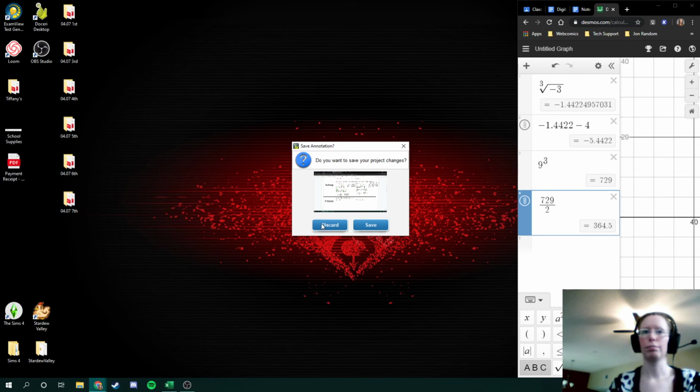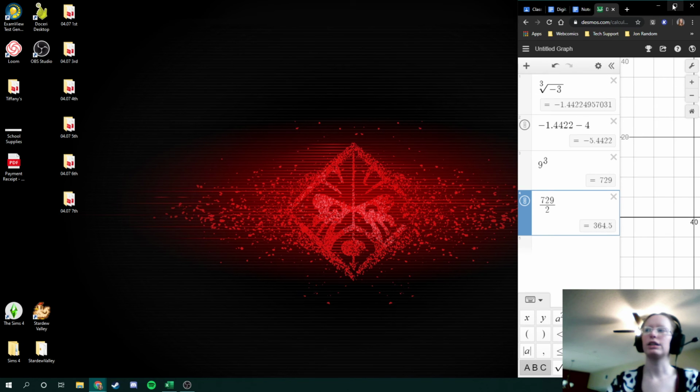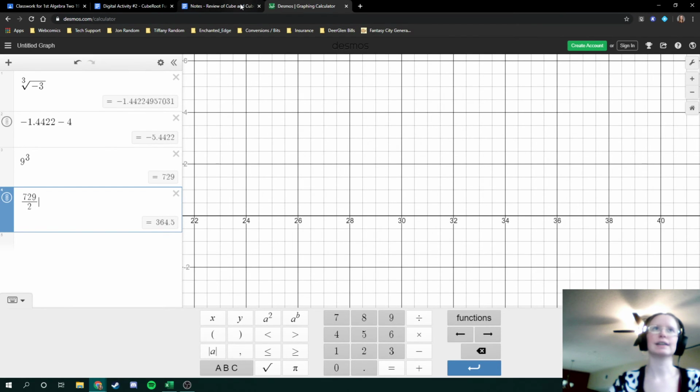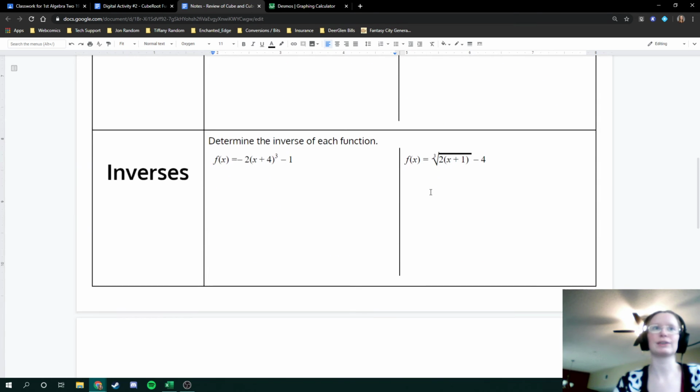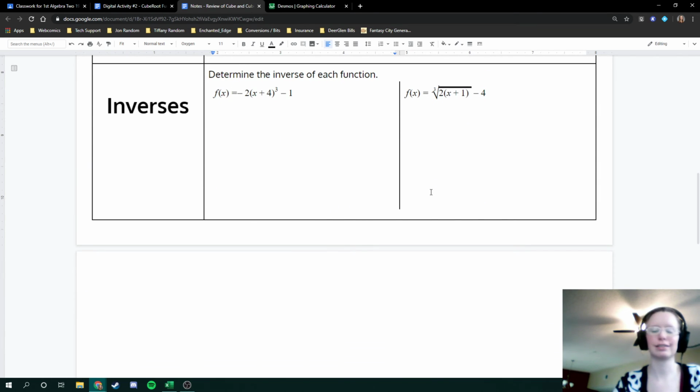Ooh, okay. Still learning that part. I didn't know that I could go split screen on Desmos, so exciting.